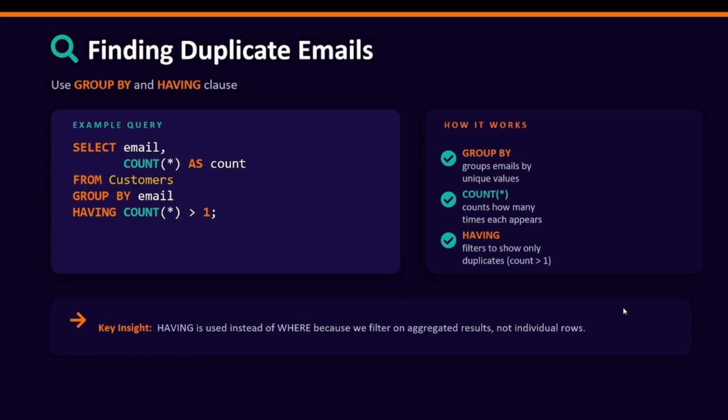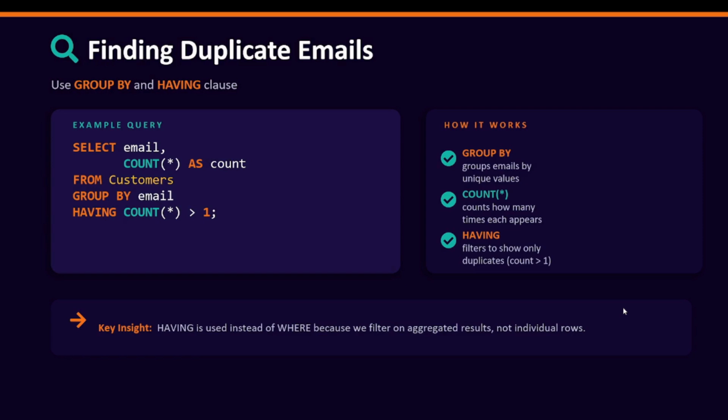Finding duplicate emails. Let's start with the first question. How do you find duplicate email addresses in a customer's table using SQL? This is a very practical problem that data professionals encounter regularly. For example, when cleaning a customer database to remove redundant records or identify data entry errors, the solution uses two very important SQL clauses working together, group by and having. Let's walk through the query step by step.